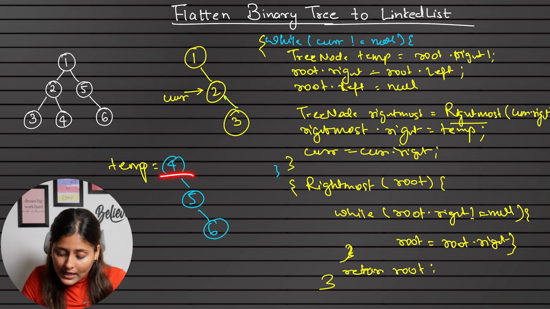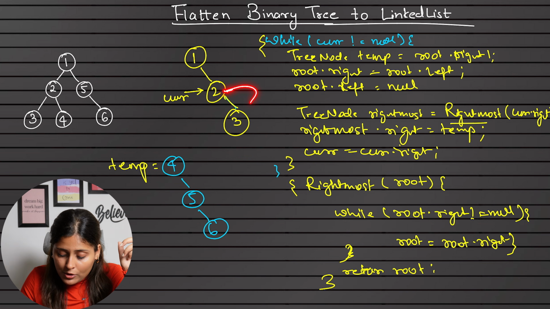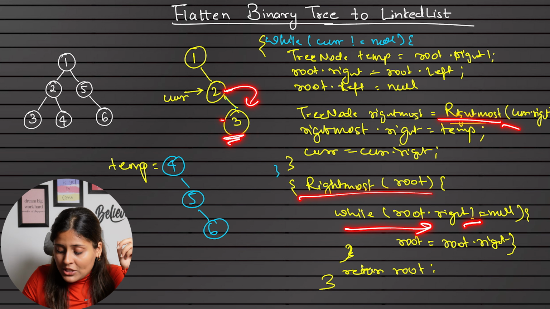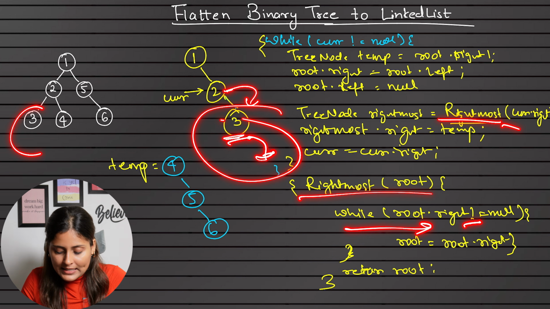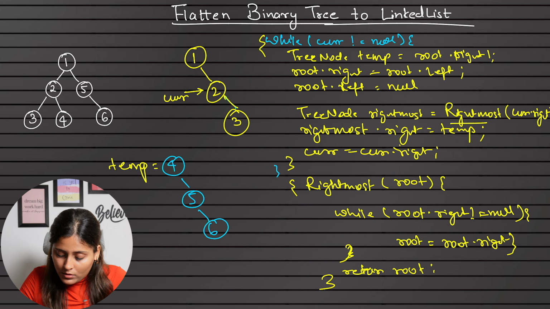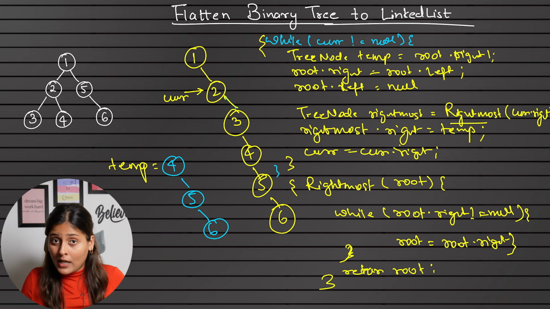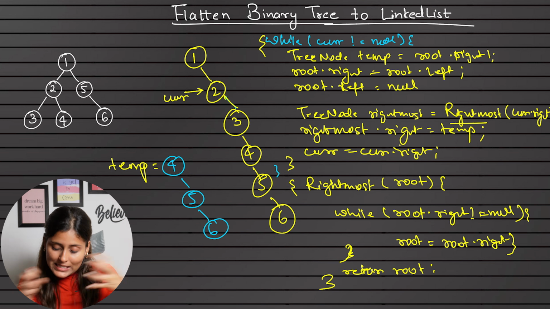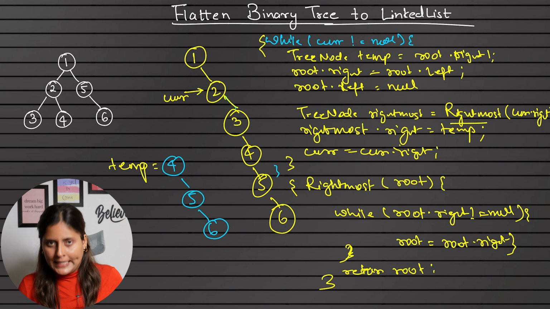Done. Now our task is to connect this temp to the rightmost node. So for 2, in the rightmost function, we'll send 3. Now in the while loop, we'll check, does 3 have a right child? No. So 3 is the rightmost node of its subtree. Correct. So now 3 will get returned. So in 3's right, we have to connect temp. So I can say connect 4, connect 5, connect 6. As of now, I can say it has been done, but we cannot return this because by seeing we can say this, but until we move our current to everything, we cannot say, right?